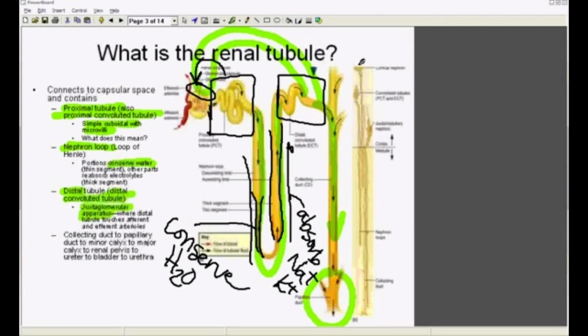Now, if we were to look at a more accurate picture of what a nephron looks like, it would look more like this. The tubules are far longer than have been depicted in this picture, and much more twisty and windy. So just keep that in mind. This is a simplification of what the nephron really looks like.